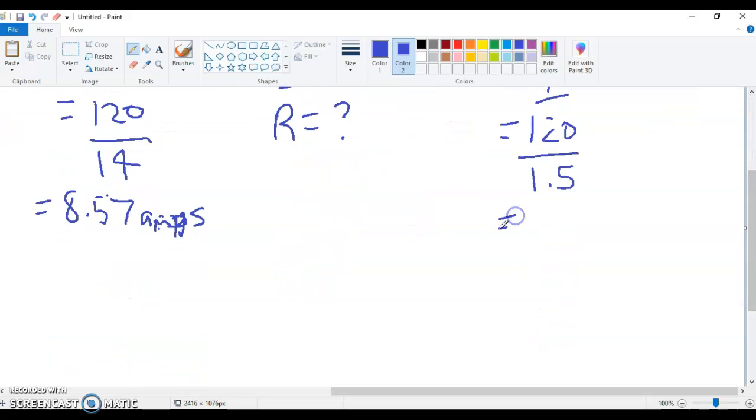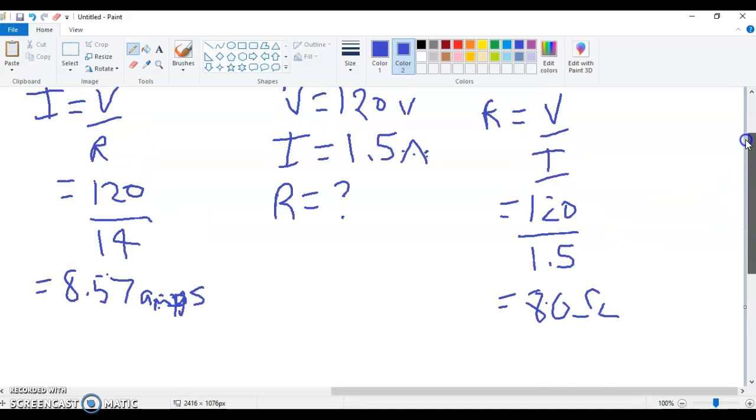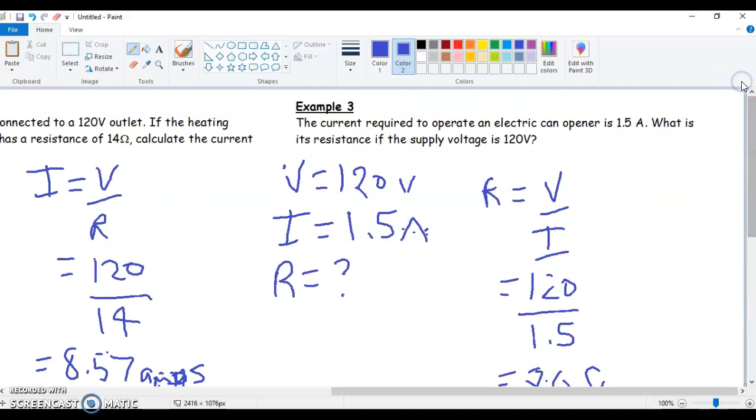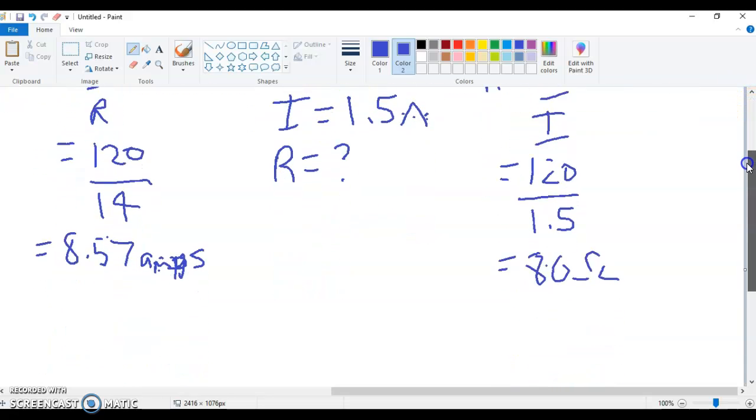Please don't forget your units. You will lose marks if you don't have your units. And don't forget your statement. So again, you would say the resistance of an electric can opener is 80 ohms.